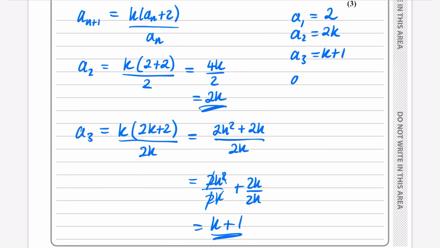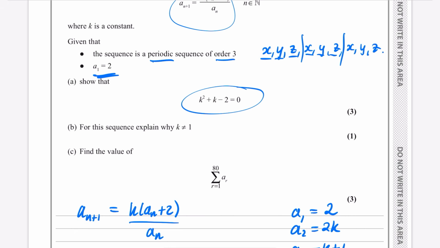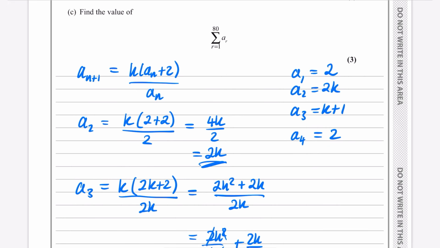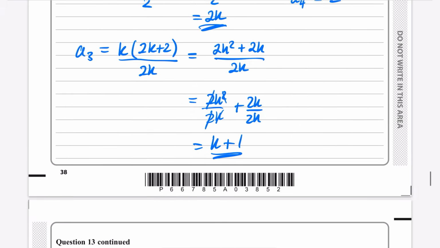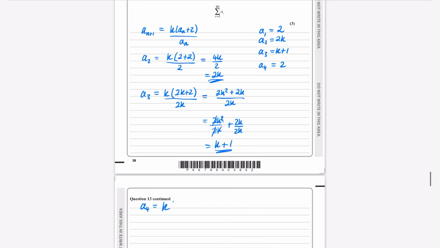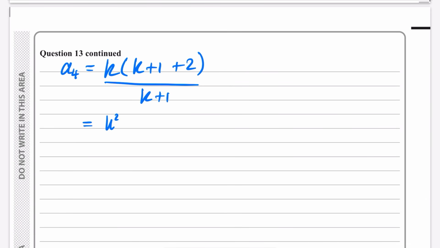Now if it's periodic, a4 must be a1 because it's going to repeat. Do you remember when we said here the fourth one, first, second, third, the fourth one must be the same as the first one. So I'm going to find out what a4 is, and I know it's going to also be equal to 2, but I'm going to keep going in the way that I've done this. So a4, using the formula, is k multiplied by the previous one, which is k plus 1, plus 2, divided by the previous one, which was k plus 1. So we get k squared plus 1 plus 2 is 3, k squared plus 3k over k plus 1.